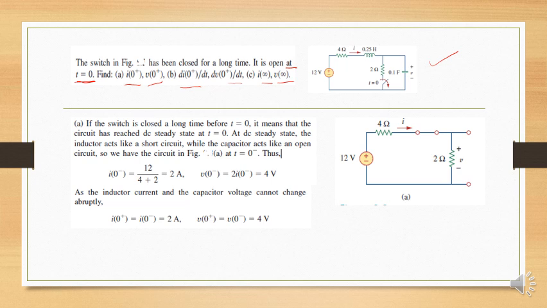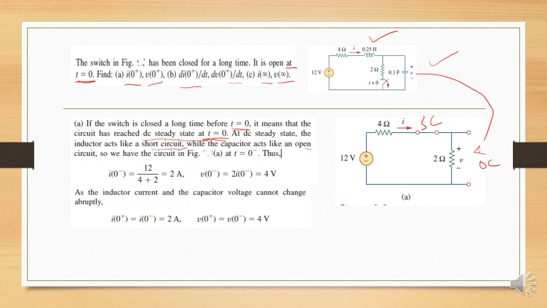Now, first of all, what are we going to do? We have to consider the initial conditions. If the switch is closed for a long time before t equal to 0, it means that the circuit has reached a DC steady state. Remember the steady state which we have studied previously also. At DC steady state, the inductor acts like a short circuit and the capacitor acts like an open circuit. Look, this inductor is a short circuit, and this capacitor is an open circuit.